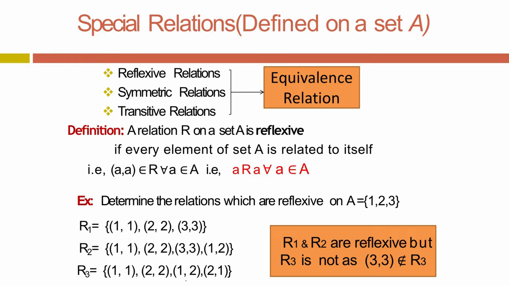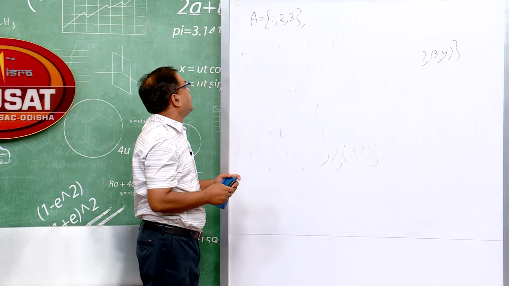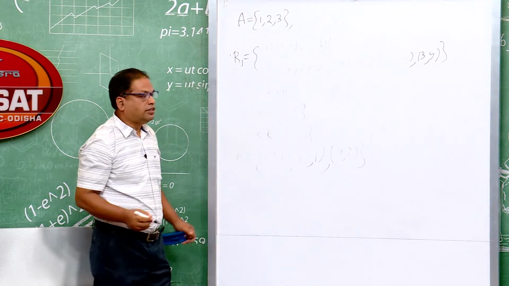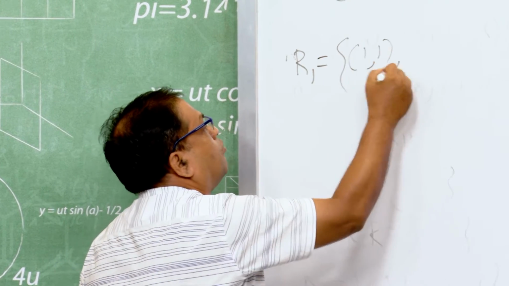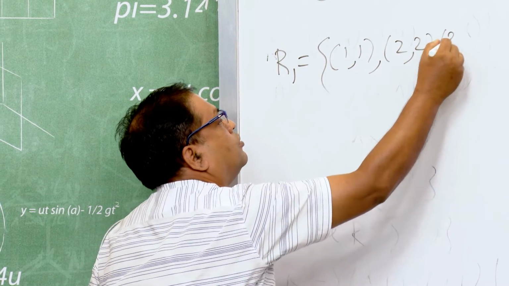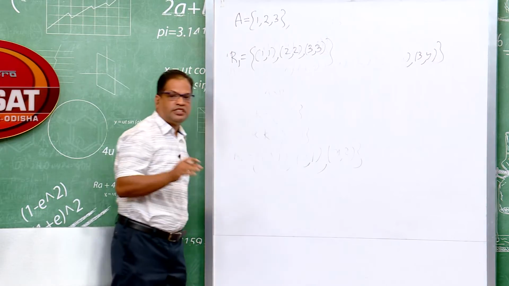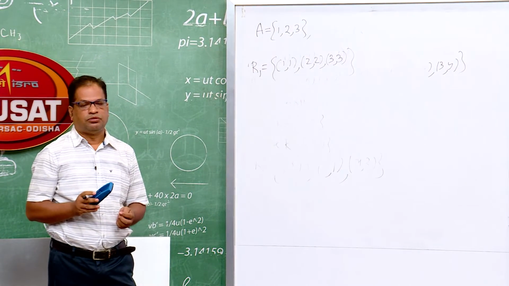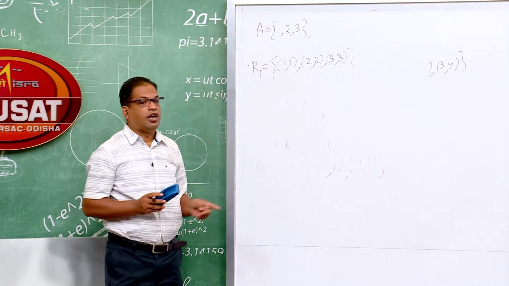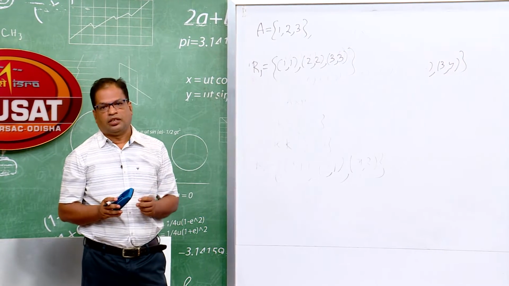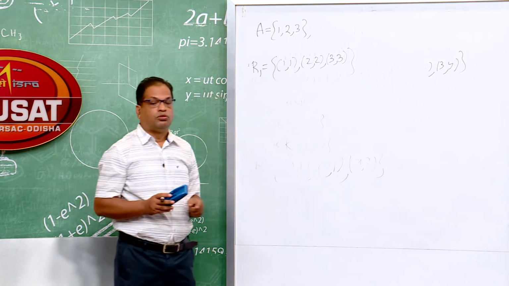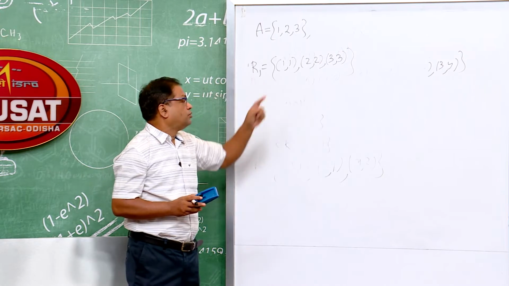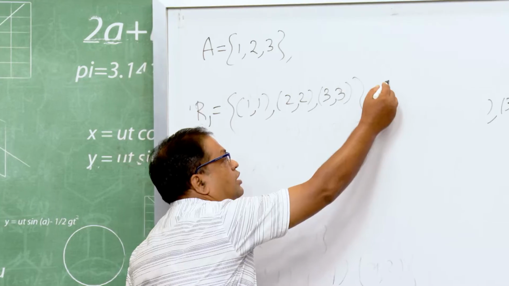Set A is equal to {1, 2, 3} and suppose we take a relation R1 as (1,1), (2,2), (3,3). Now, whether this relation is reflexive or not. What is the definition? Every element is related to itself. Here we have 3 elements 1, 2, 3. That means 1 should be related to 1, 1 is there, 2 should be related to 2, 2 is there, and 3 should be related to 3. So (1,1), (2,2), (3,3) is there. So, this is a reflexive relation.